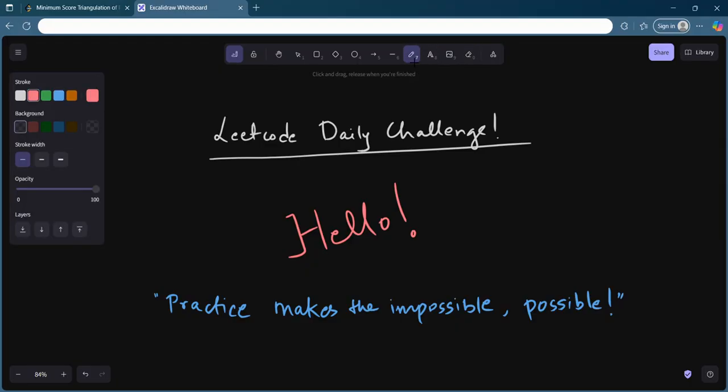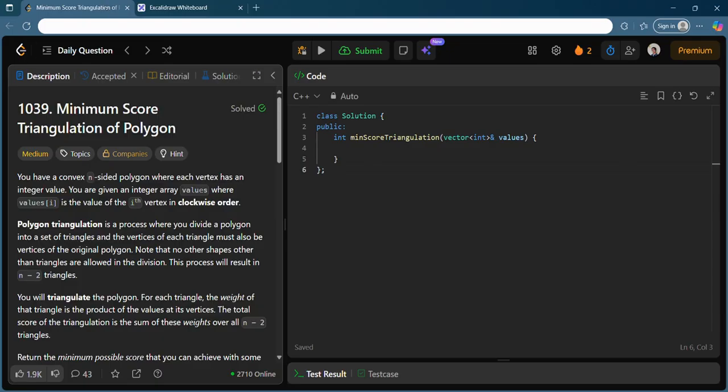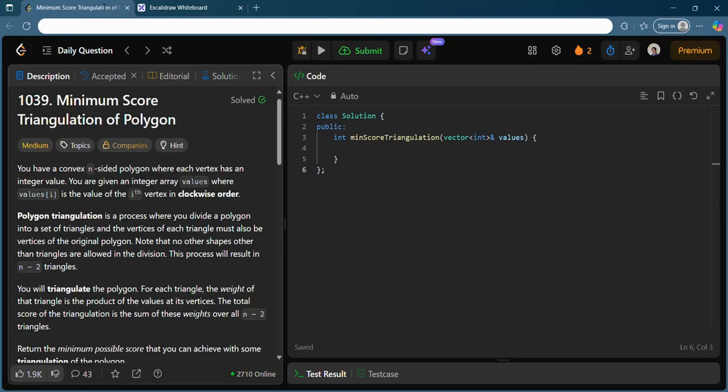So let's see today's daily challenge on Leetcode and try to solve this together. In today's challenge I will show you some multiple methods to solve the problem along with the complete intuition. So please stay till the end of the video. At first, it is very important to understand the problem statement.